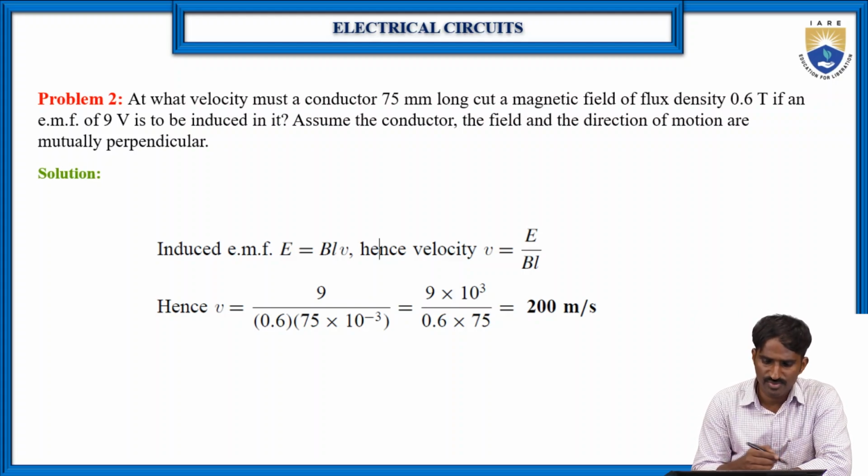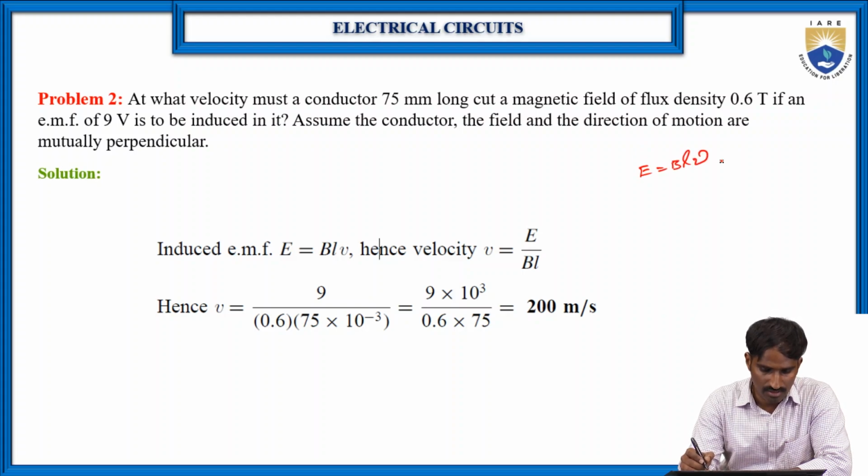Then which means again the same equation. So E is equal to B into L into V. Here, of course, everything is given, so we must find the velocity. V is equal to E by B into L.